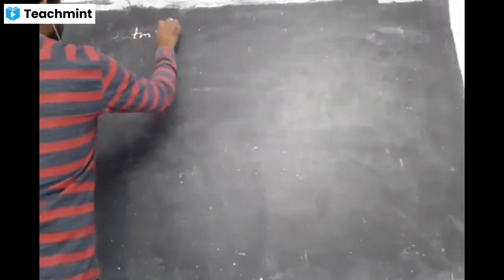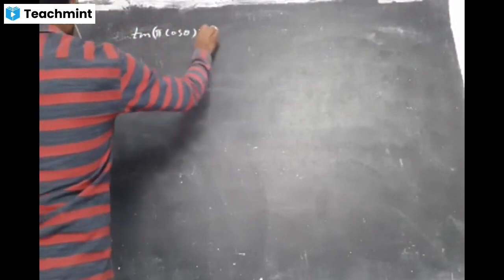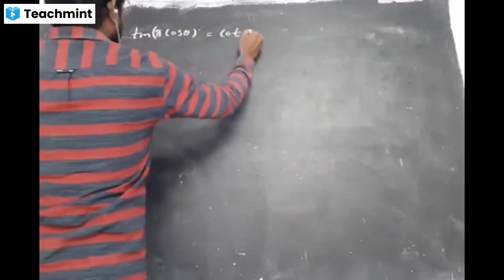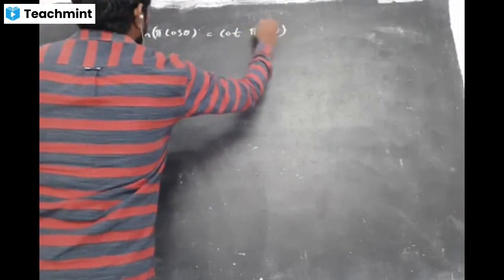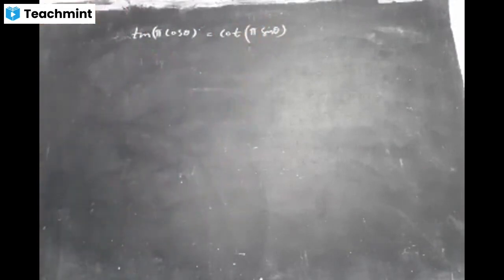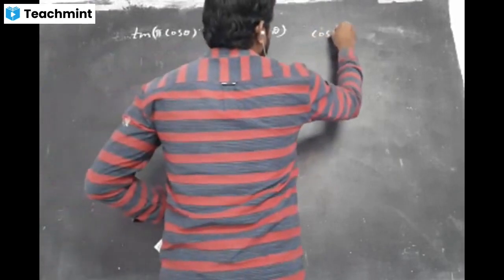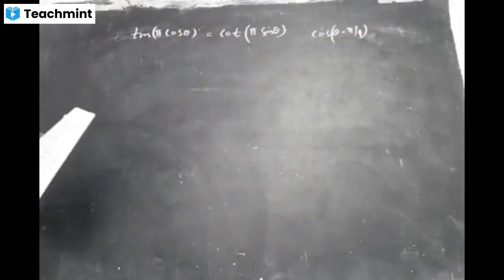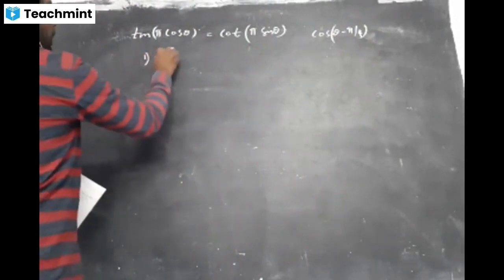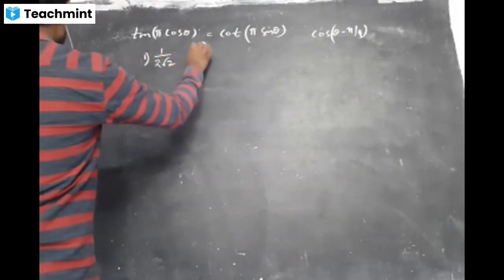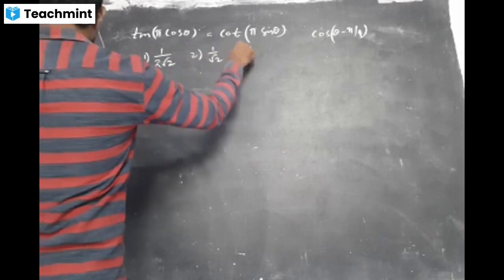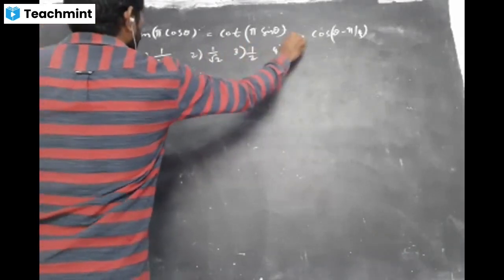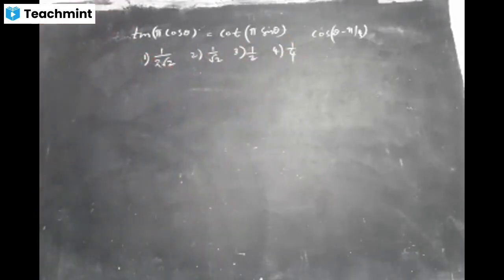Tan of pi cos theta is equal to cot of pi sin theta. Then the value of cos of theta minus pi by 4 among the following is: first one is 1 by 2 root 2, second one is 1 by root 2, third one is 1 by 2, and fourth one is 1 by 4.